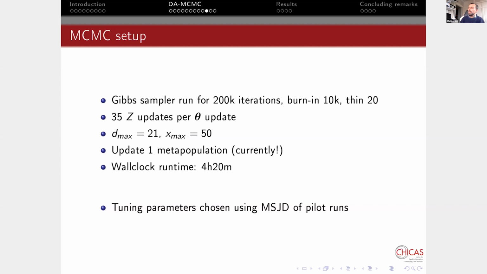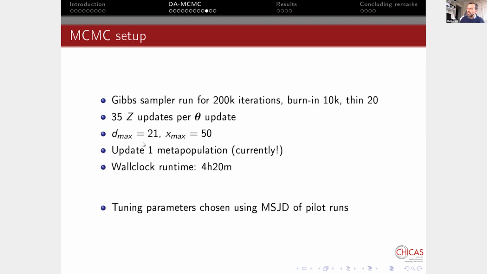Okay, so having decided how we're going to update our missing data, then we can just run our Gibbs sampler, and typically we'll run this for around 200,000 iterations. We'll take a good wodge of burn-in and thin by every 20 iterations or more. And in the MCMC scheme, what we typically do is 35 updates of randomly selected cells in our Z matrices per update of transition parameters. And that seems to be reasonably optimal to allow everything to burn in a reasonable time.